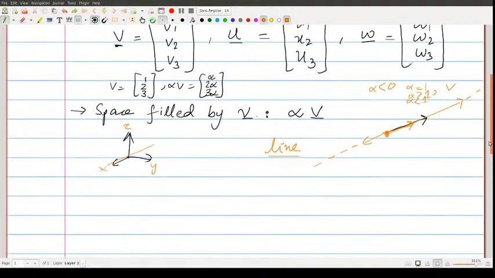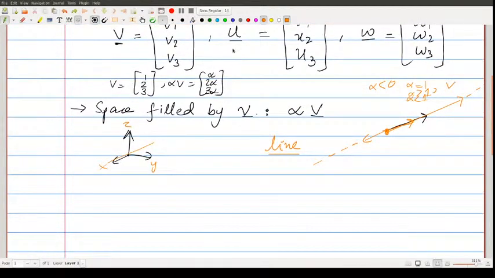I will use another term, which I have not defined yet, but we can think of it as the same thing as filling up. The space filled up by v, or the space spanned by v, is just the space that I can get by taking different scalar multiples of v. So if I have a single vector, then I just get a line. This is the space that is filled out by a single vector. Okay, so that's the first thing.